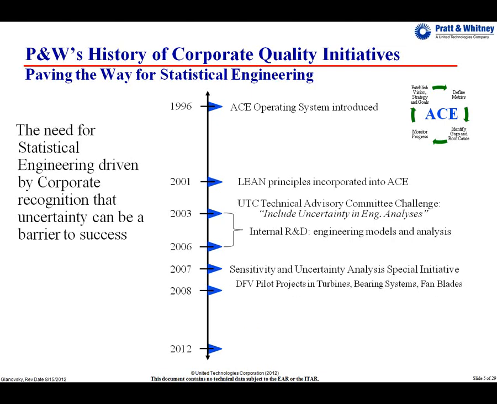Now, at the end of those 3 years, they were ready to present it to the leadership, and leadership agreed to give a small amount of funding to start the Sensitivity and Uncertainty Analysis Special Initiative. It was just enough to get us off the ground with 2 or 3 pilot projects in some major areas of engineering, the ones most noted for having turnback problems: turbines, bearing systems, and fan blades. Just one project in each area. But we came back with some great success from those projects.